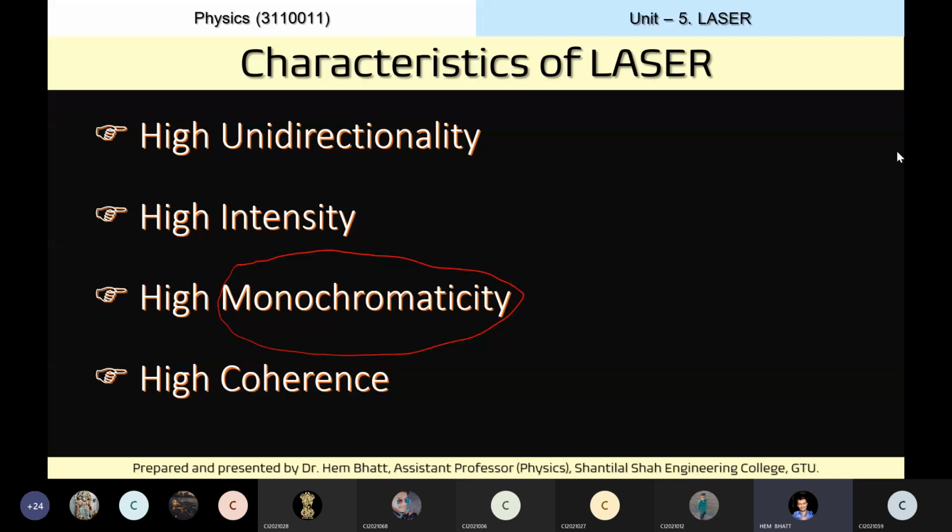What do you mean by coherence? Phase difference is constant. Very good. Coherence means all the waves have constant phase difference.